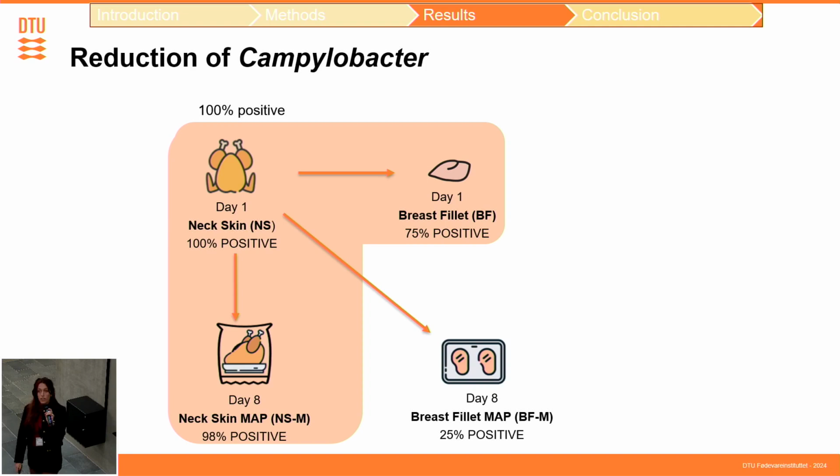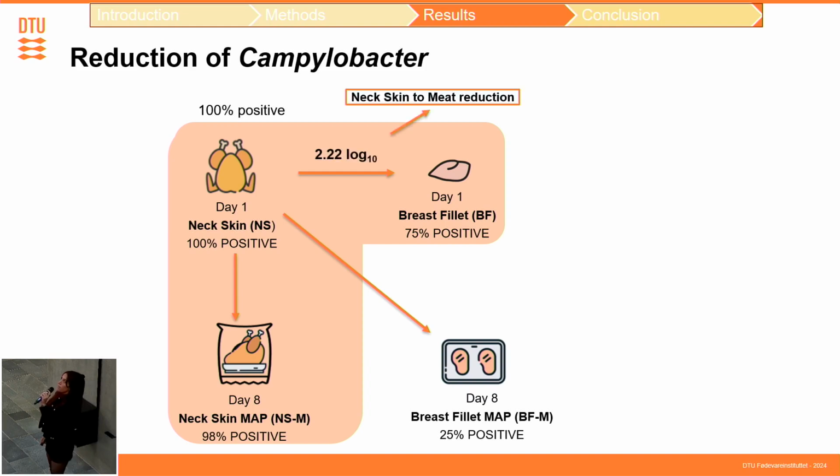And this is what we found. Here you can see that the neck skin was 100% positive. The breast fillet was 75% positive, so we reduced the number of positives. If you compare with the MAP pack, it was only 2% lower compared to the non-MAP pack. That's not that important, but it is a value we can take into account. But if we count the reduction, we find around a 2.22 log reduction between neck skin and meat, just in the same chicken, just by removing the skin. It's a big reduction in itself.